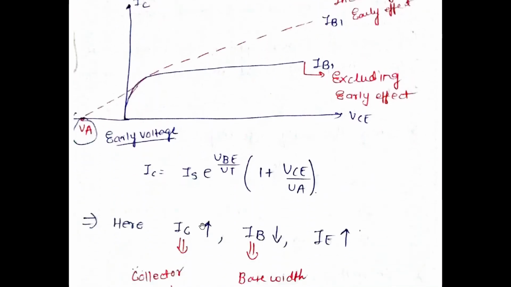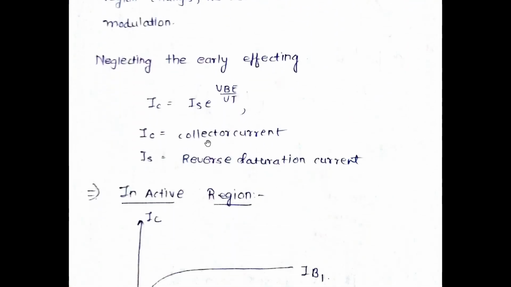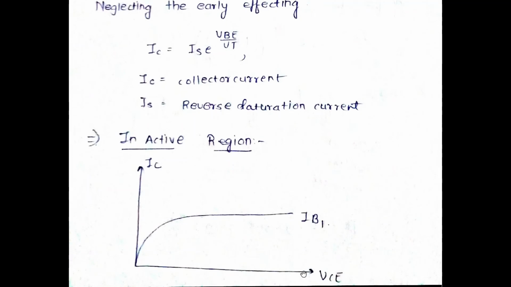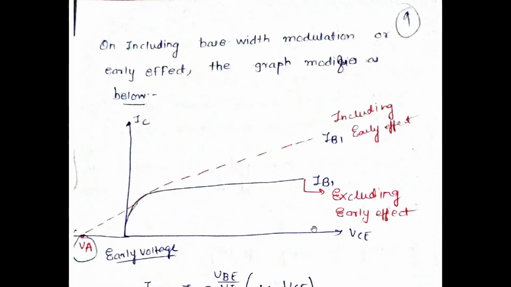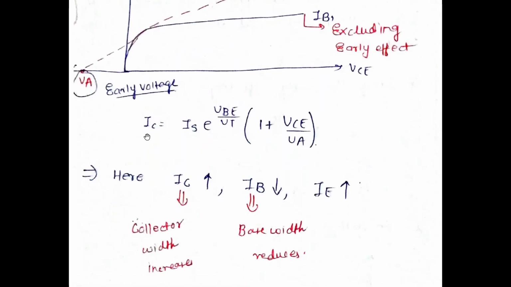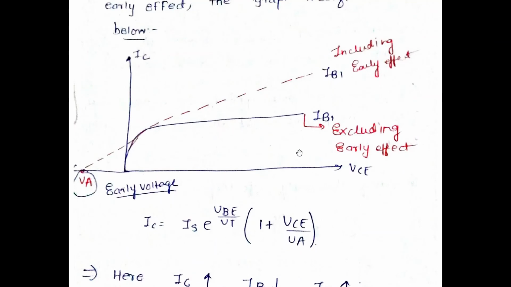So if you see the equation over here, it is IC is equal to IS e raised to VBE upon VT into 1 plus VCE upon VA. I hope I am very clear with this. If you look at this particular formula, it says IC is equal to IS e raised to VBE upon VT. There is no parameter as VCE over here. Hence, after a particular point of VCE, the IC becomes constant. But over here, if you see, the IC is a function of VCE and VA. So as the VCE increases, the IC also keeps on increasing.